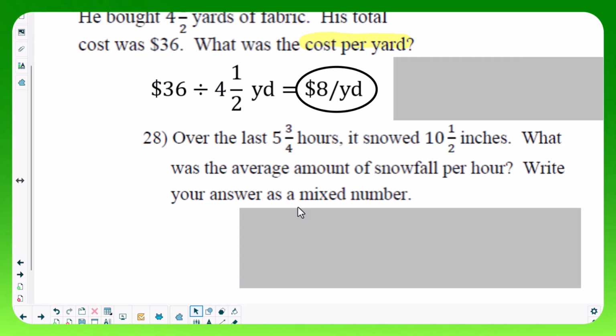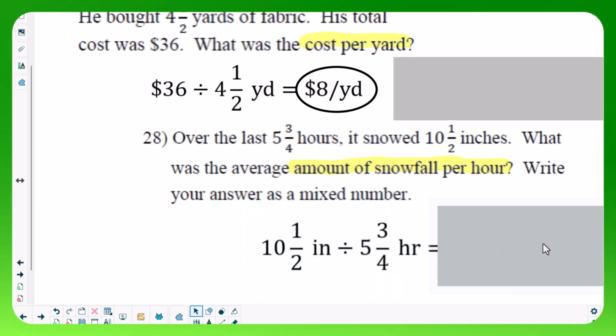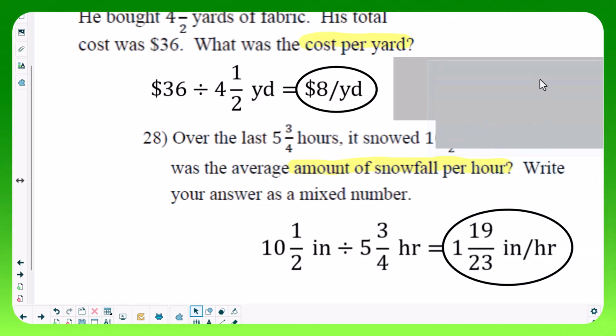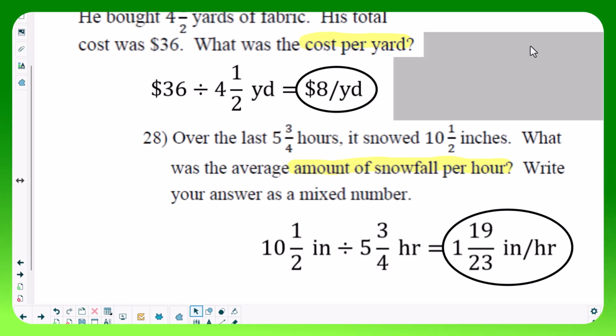Number 28, over the last 5 3/4 hours, it snowed 10.5 inches. What was the average amount of snowfall per hour? We're finding the amount of snowfall, that's in inches per hour. That means we need to take 10.5 inches divided by 5 3/4 hours. Again, it's really important to pay attention to the order in which we divide. Sometimes students think, oh, it's always got to be the bigger number first. Not necessarily. In this case, it's inches per hour, so we take 10.5 divided by 5 3/4, and we get kind of a wonky fraction here, but we get 1 19/23 inches per hour. So about 2 inches per hour were falling at that time.